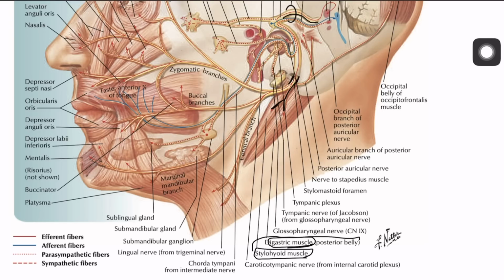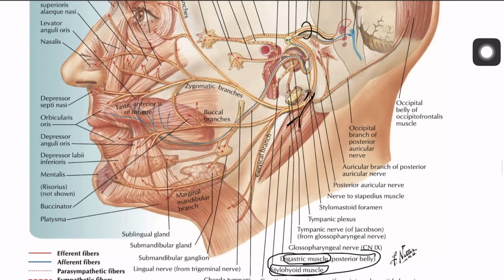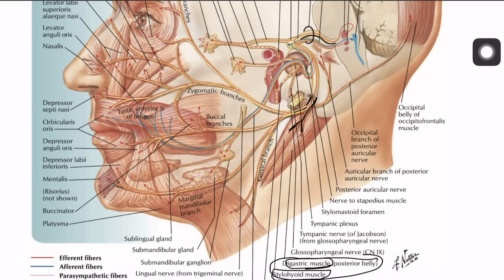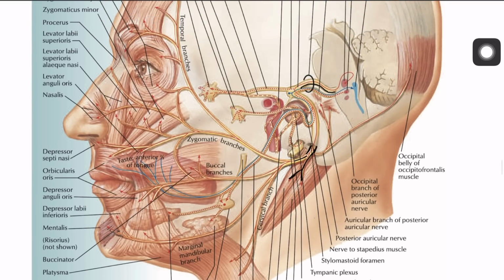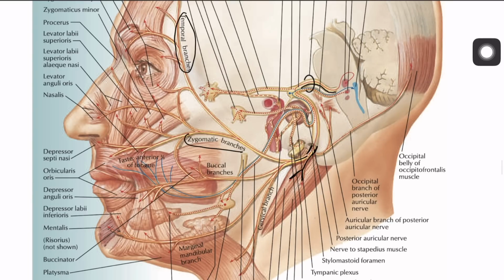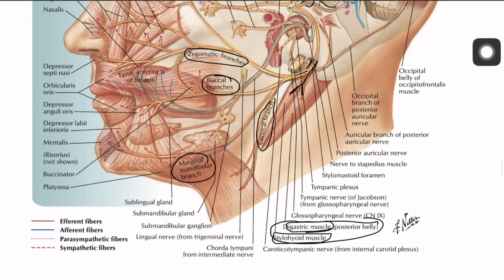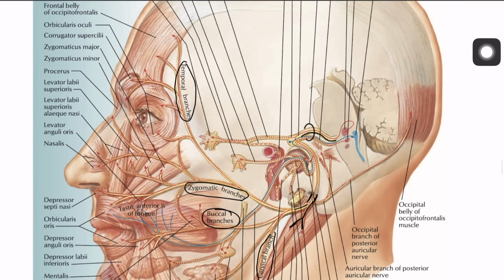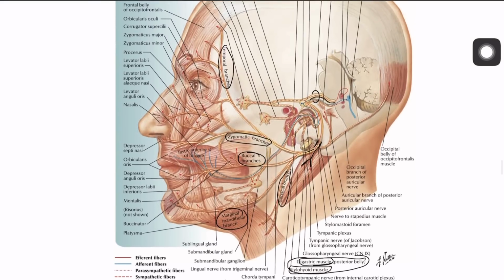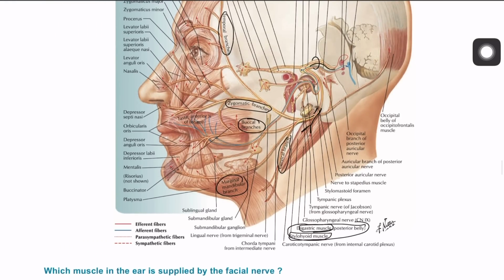Posteriorly, the facial nerve supplies those two muscles, and then we'll continue and it divides into 5 terminal branches. You have here the temporal branch, the zygomatic branch, the buccal branch, then the marginal mandibular branch, and finally the cervical branch. So these are the facial nerve, its course and branches.